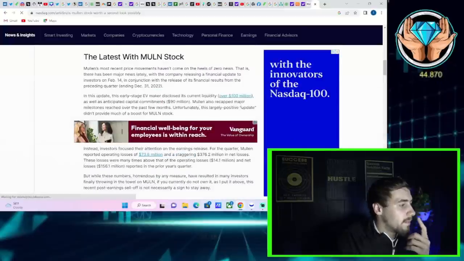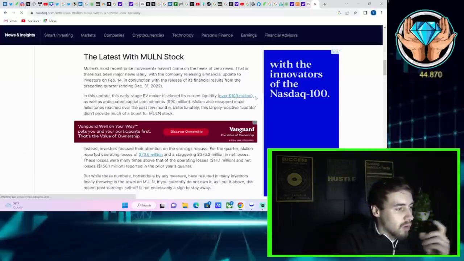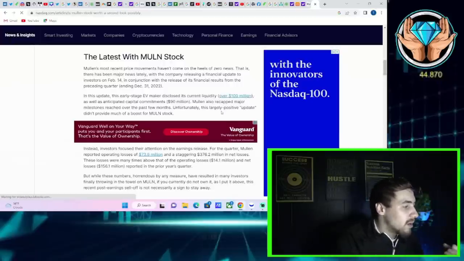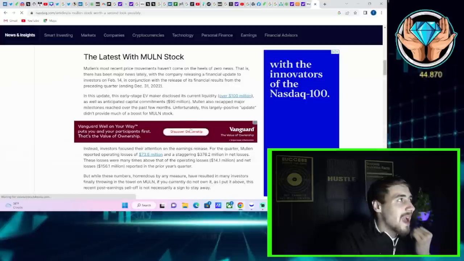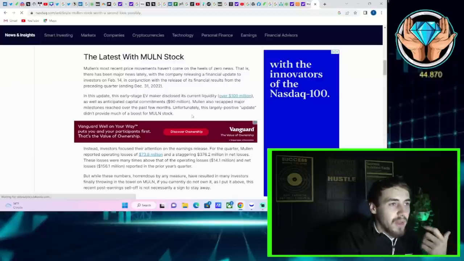So MULLEN has about $100 million of cash on hand as of the latest quarter that we just got. But last quarter, they reported an operating loss of $73.6 million. That means that they have one more quarter in them, and they're going to run out of money. They're not going to make it to Q3 of 2023 unless they raise capital.